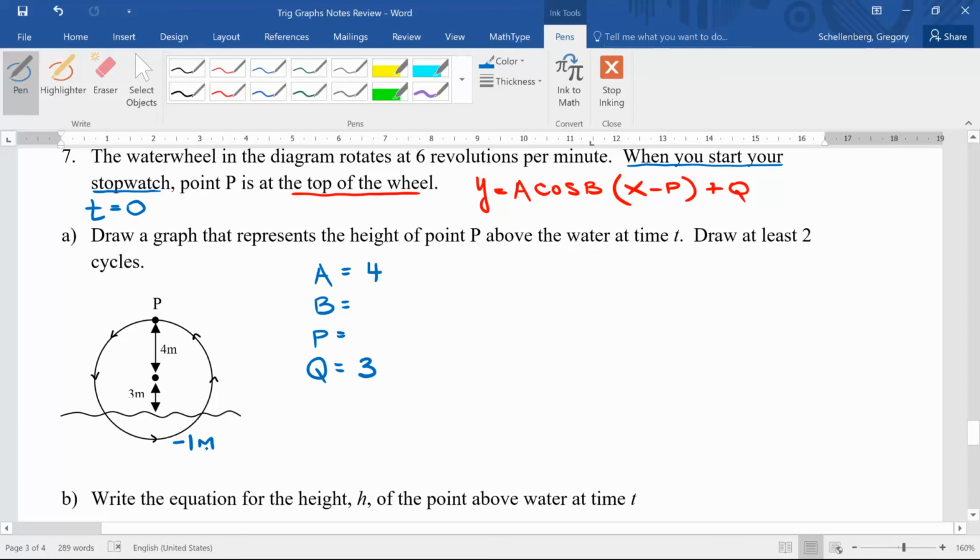Now our b value is related to our period, so we're going to say 2 pi divided by the period, which is 10. And we don't have a phase shift, it is 0.